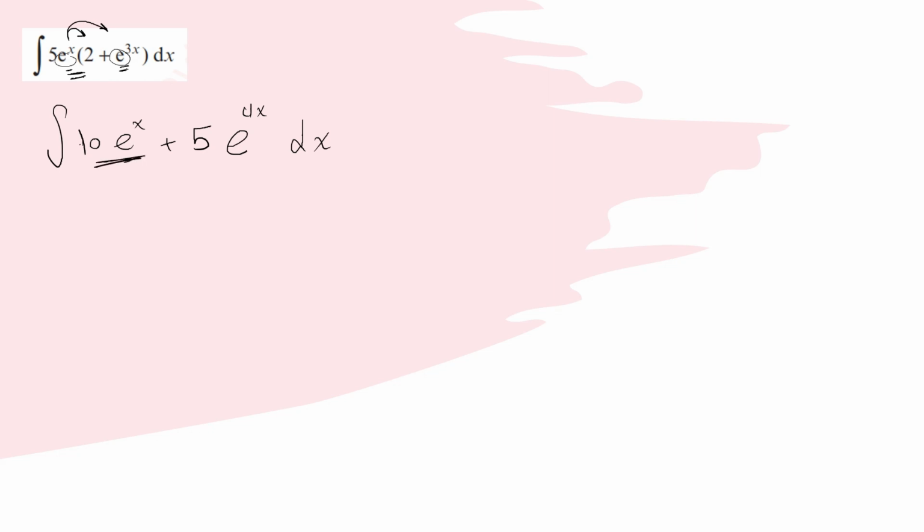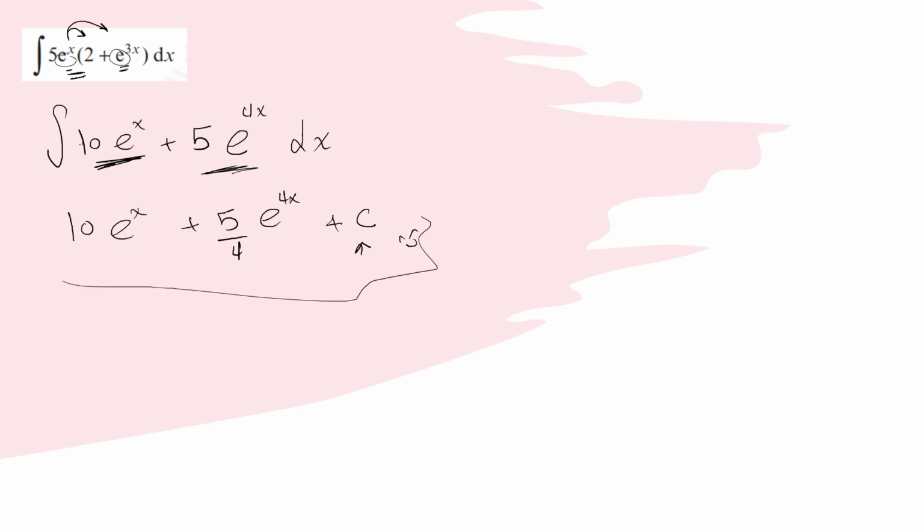So here we have functions, and we need to get the integration of them. Here 10 e power x, and if we need to divide it by the differentiation of the power, it's 1, so we don't need to write over 1. Plus 5 e power 4x, dividing by the differentiation of the power, which is 4, plus c. Don't forget it, it's very important. So here it will be like this. Any questions? Good. Next.